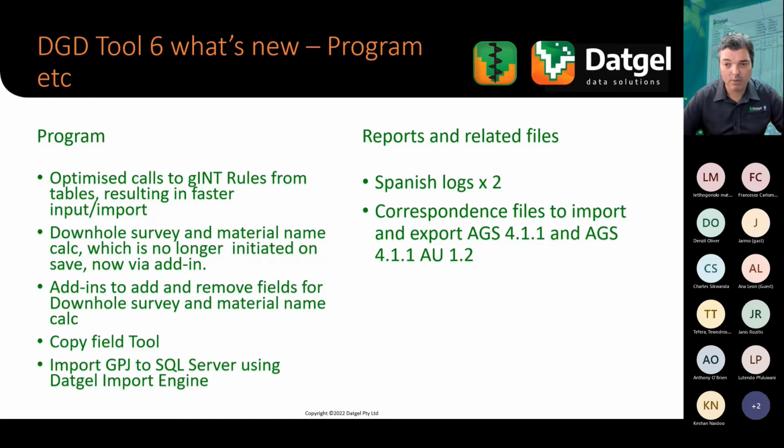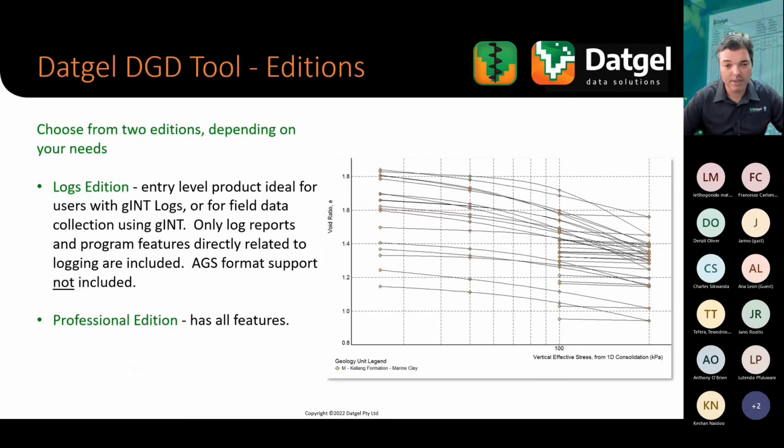Now reporting and other aspects, we added some logs in Spanish. Don't see anyone from Spain here, but we did that. And we have obviously developed and updated our correspondence files to support the new database and the AGS 4.1.1. So there are two editions with the DGD tool.